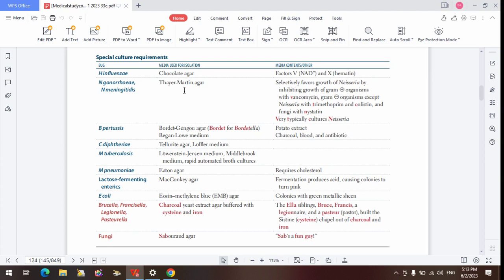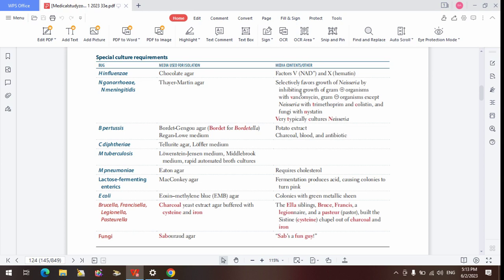Put in some antibiotics or antifungal agents that can kill off other organisms that can grow in the chocolate agar. Once you add antibiotics and other drugs to chocolate agar, you convert it to the Thayer-Martin agar. It also contains chocolate blood within it, so it's more like a chocolate agar with antibiotics embedded in it.